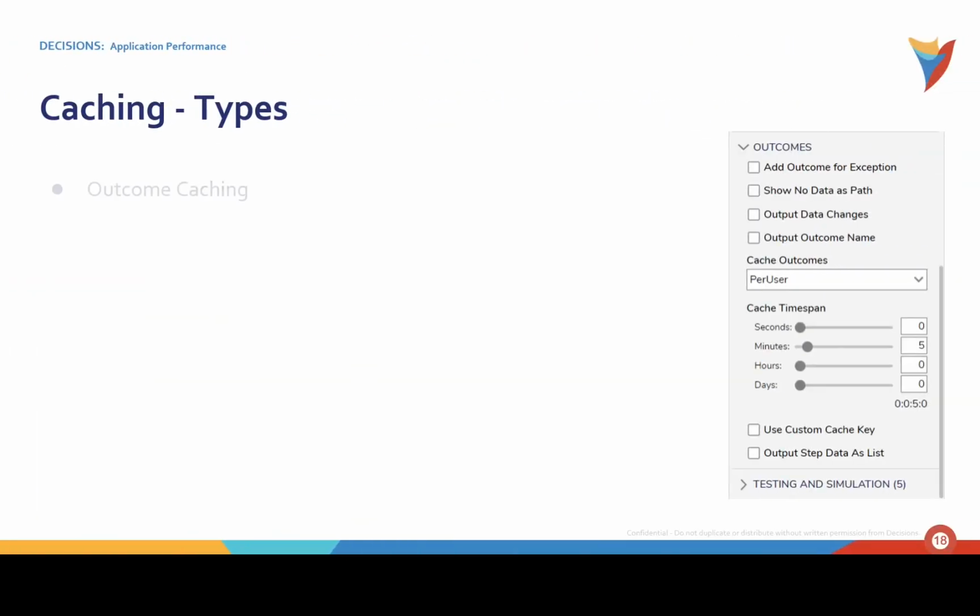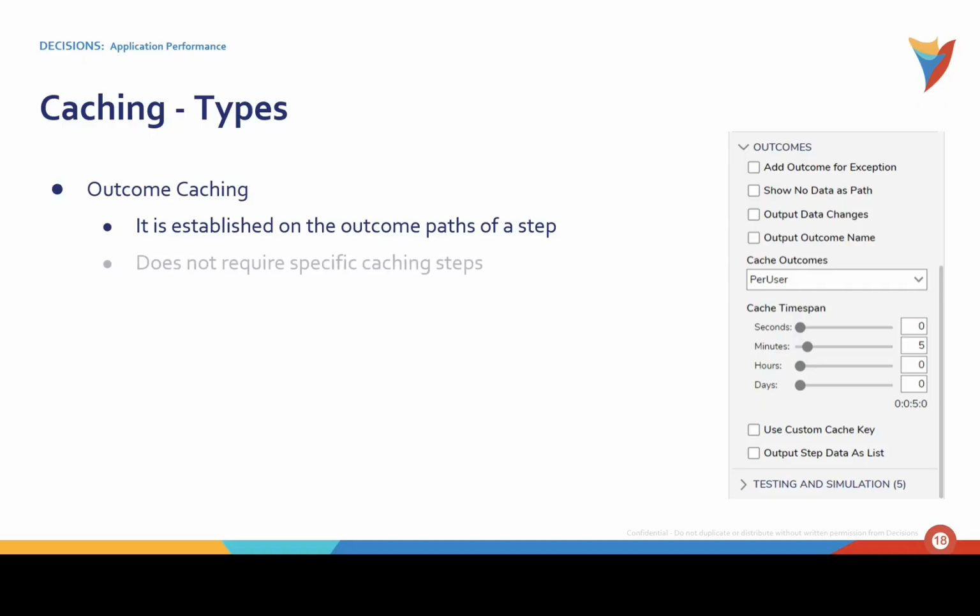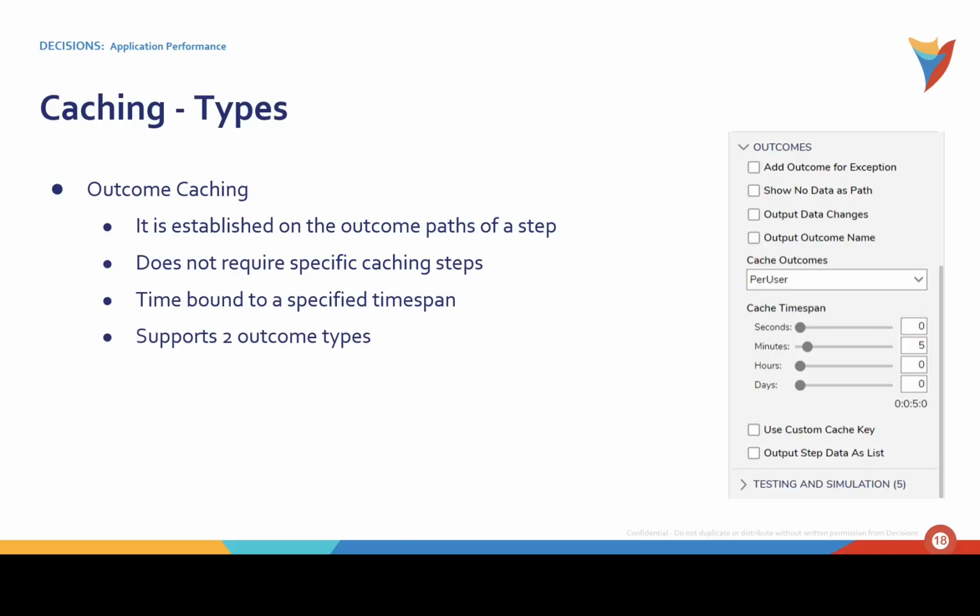And then the last type of caching is outcome caching. This allows you to cache data on the outcome paths of a step, and it doesn't require specific caching steps to do this. However, something to note about this is that this must be time-bound, so you can set this to a particular time for which the cache will remain until the time expires and your data is deleted. You have two types of outcomes that are supported for this. The first one is a global outcome cache, and the second one is a per-user outcome cache. So those are going to be the three primary types of caching that you can set up utilizing Decisions.